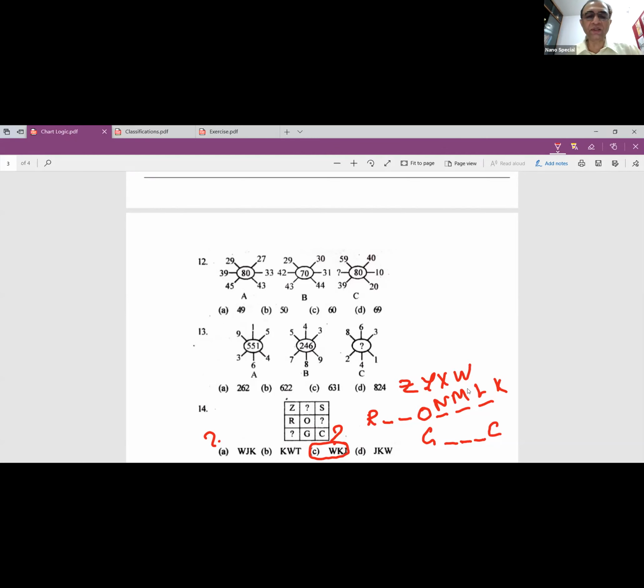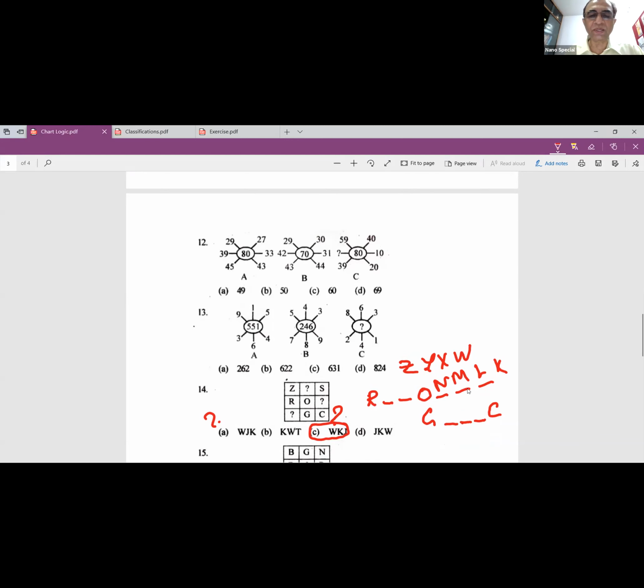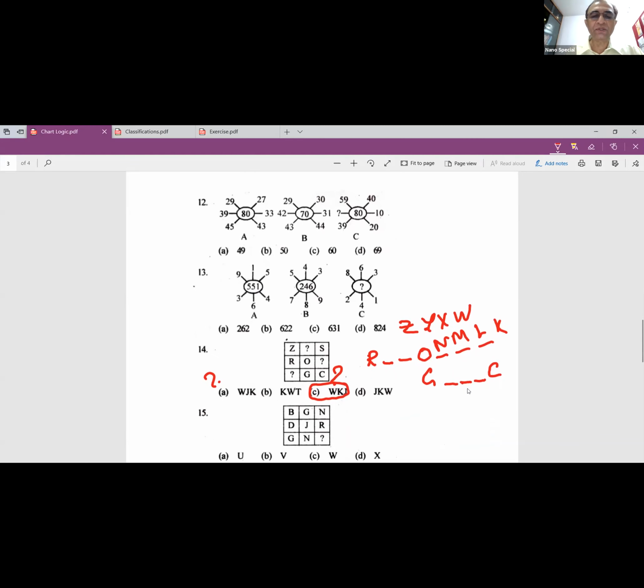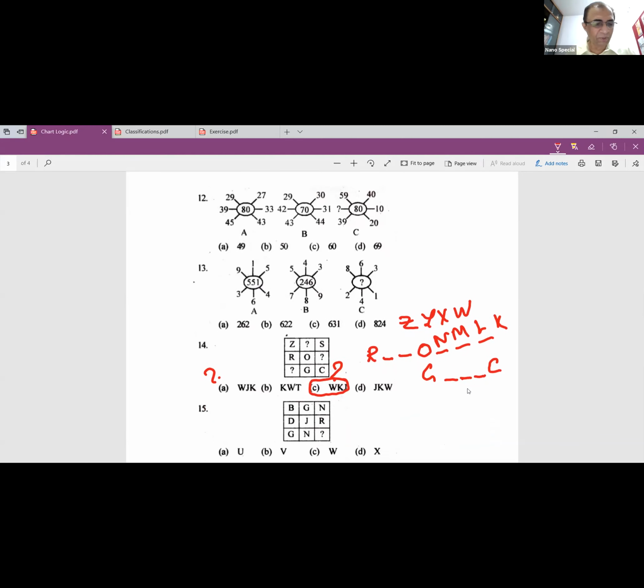We don't even have to look at the third one. The third question mark is not required. So we can answer on this basis. Answer is C. Let's go on to 15th. Let's do the 15th problem. Let's look at the 15th problem.